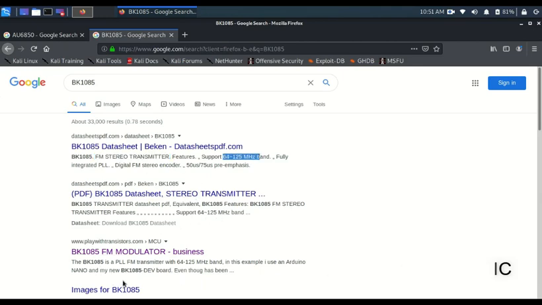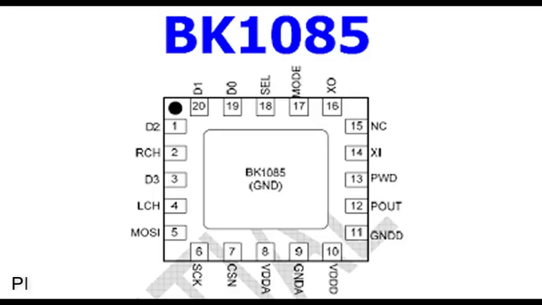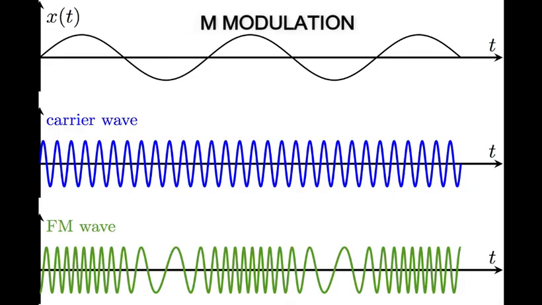D0, D1, D2, D3 and MOSI are the pins from the microcontroller, RCH for the right channel, LCH for the left channel, SCK for serial clock, X1 and X0 for the crystals, and VDD and ground for the power supply. Now moving to frequency modulation.